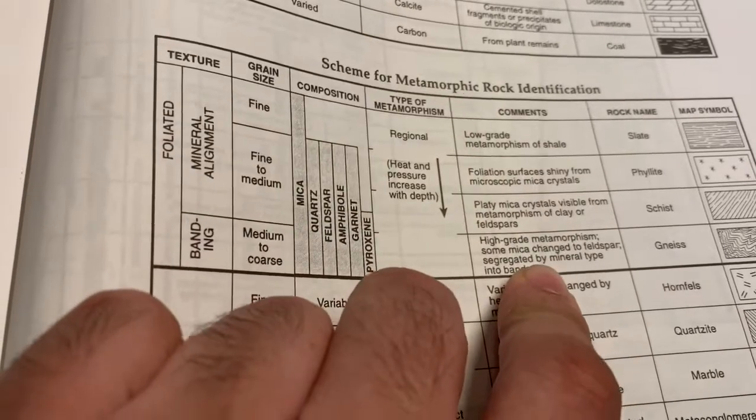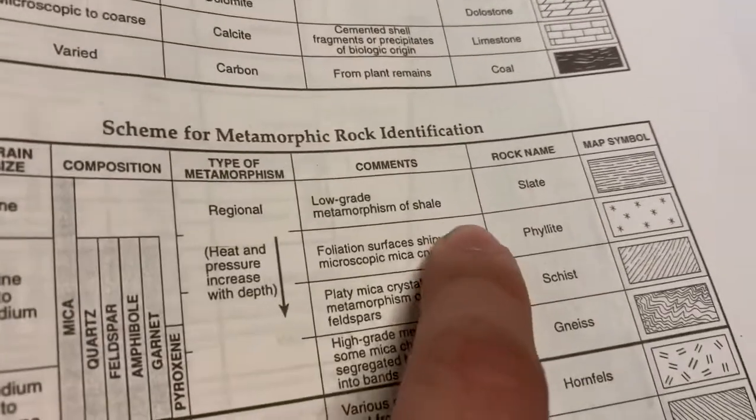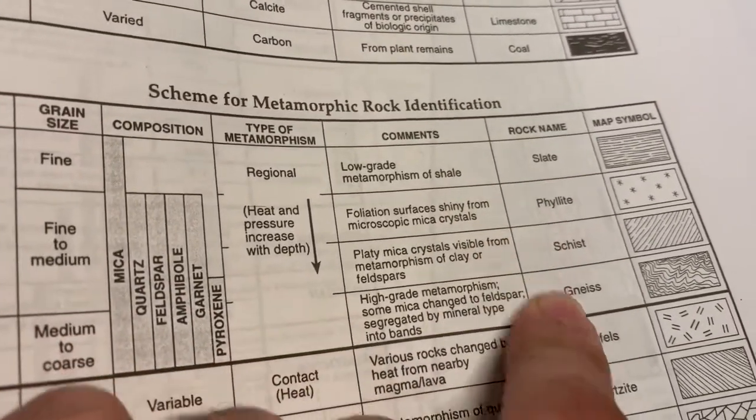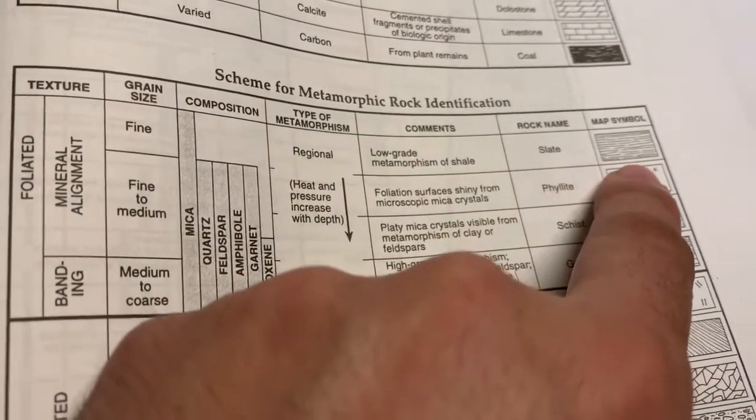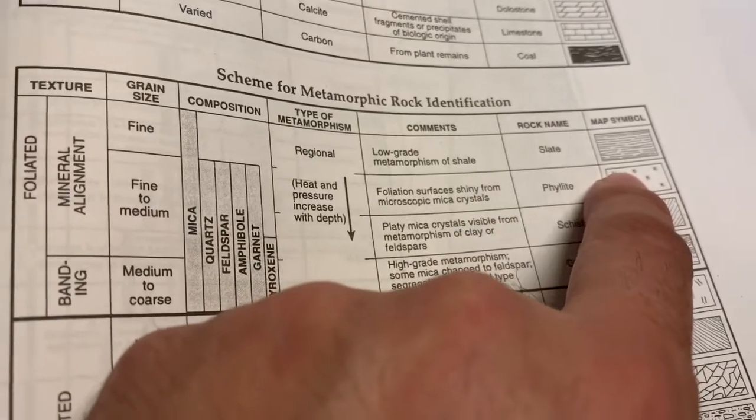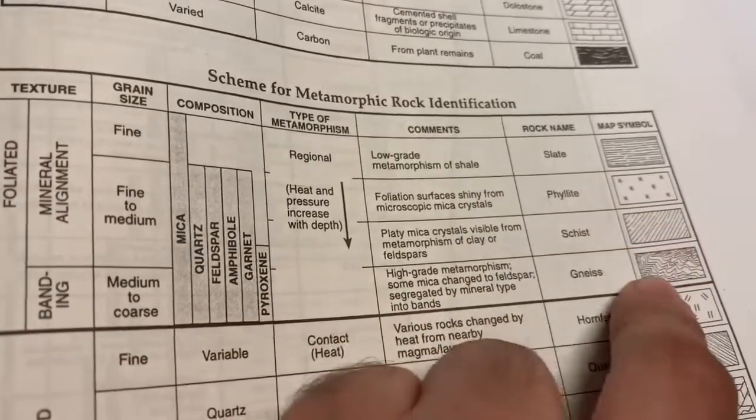We're going to go through these rocks and describe them. Here you have the rock names, working all the way down. And then you have the map symbols. Now, you guys saw in the last test, these map symbols are important. You need to be able to use them. You need to be able to understand which one represents what.